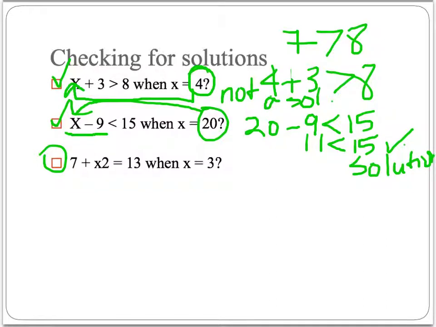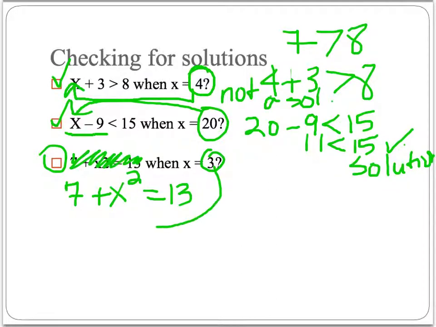And down here, the last one. Sorry, this should be 7 plus x squared equals 13. Something about translating and moving this equation around drops that 2 from an exponent to just a 2. So let's see, 7 plus x squared equals 13 when x equals 3. I'm going to take this 3 and plug it in for x.